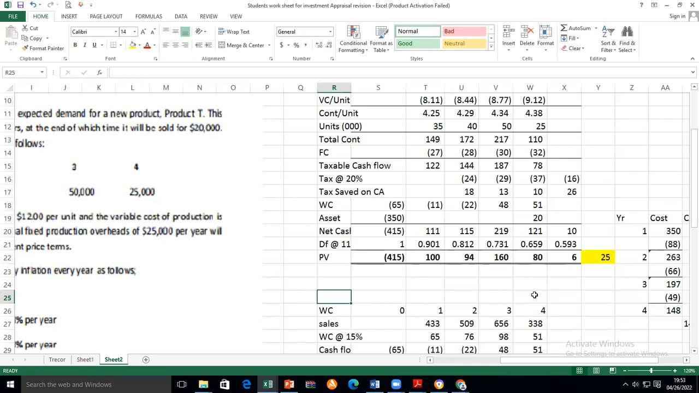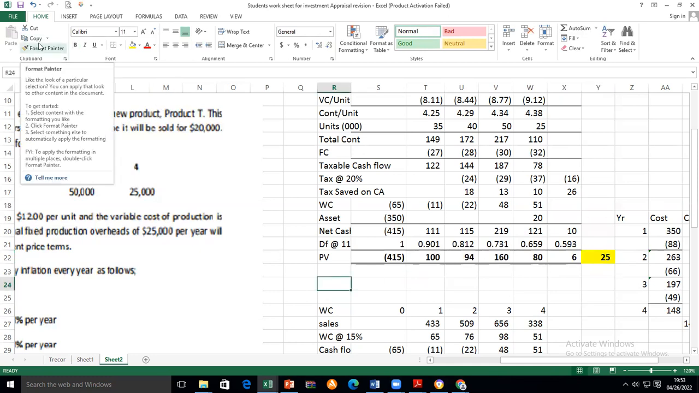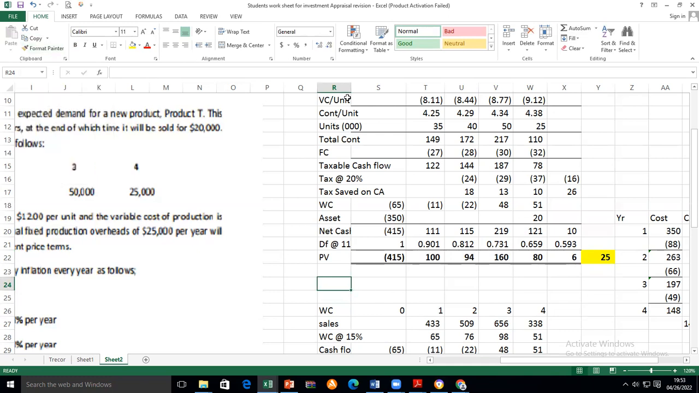We found our NPV, net present value, which is positive. And the decision will be, we must go ahead with this project. The decision is go ahead with the project. That's the decision.